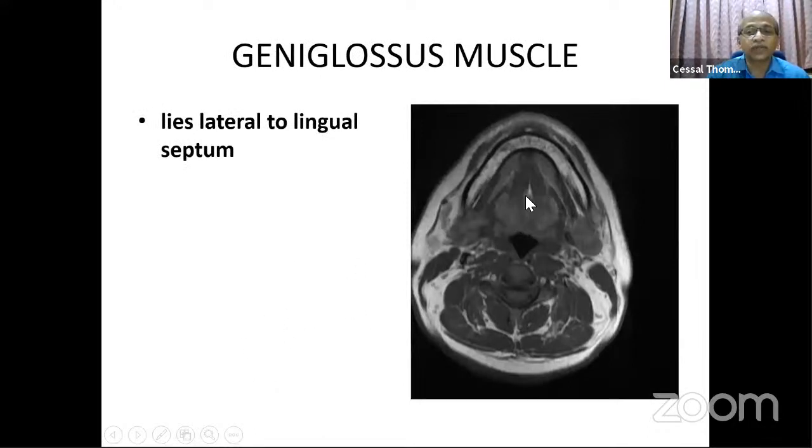So this is the lingual septum, and the lingual septum is identified in MR or in CT as fat density. So here it is seen as hyperintense signal. It is exactly in the midline, and you can see the muscle on either side, the genioglossus muscle. Here you can see the lingual septum in the center, paramedian the genioglossus muscle, and further lateral you can see the hyoglossus muscle. So these 2 muscles one is supposed to identify.